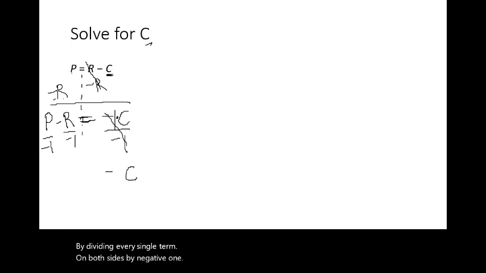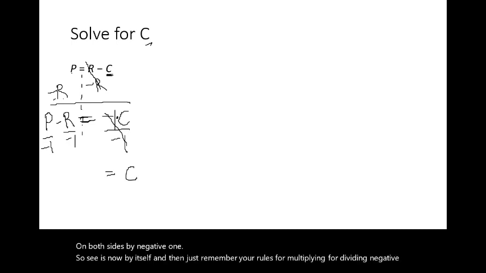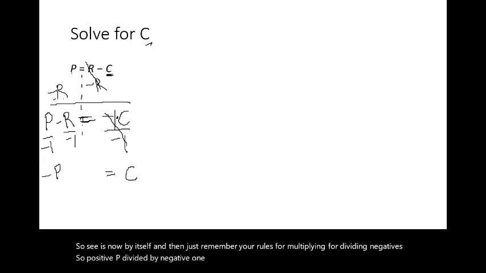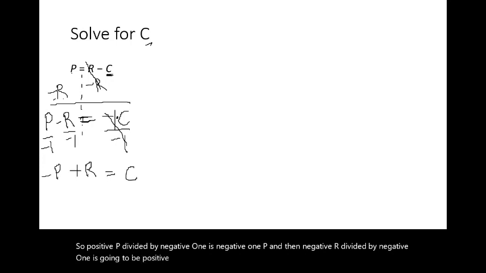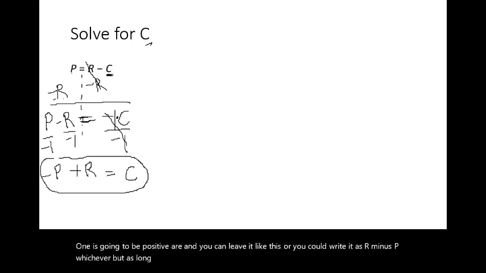So c is now by itself. And then just remember your rules for dividing negatives. So positive p divided by -1 is -1p, and then negative r divided by -1 is going to be positive r. You can leave it like this, or you could write it as r minus p, whichever. But as long as c is by itself, that is now our final answer.